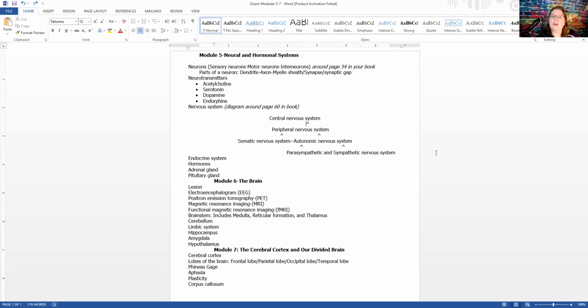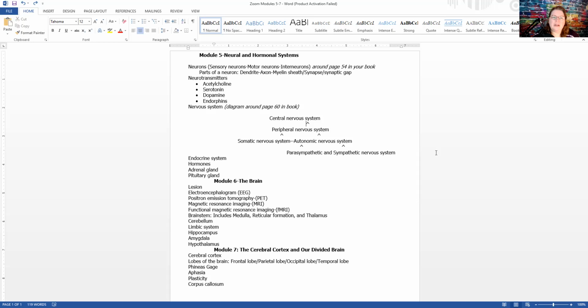I do also want you to know the basic parts of a neuron: dendrite, axon, myelin sheath, synapse, synaptic gap. All of these things are very clearly shown in your textbook on around page 54. I have an old copy of the book here at home, so I'm not exactly sure what page it is, but it should be around page 54.